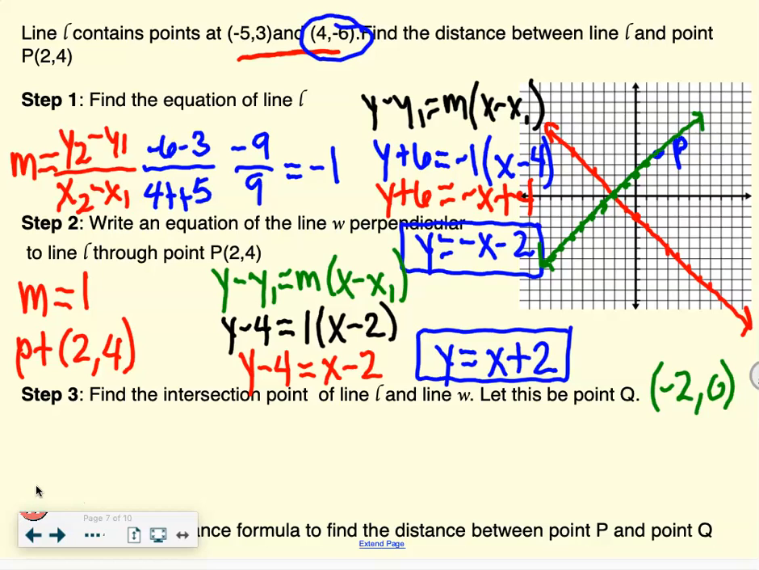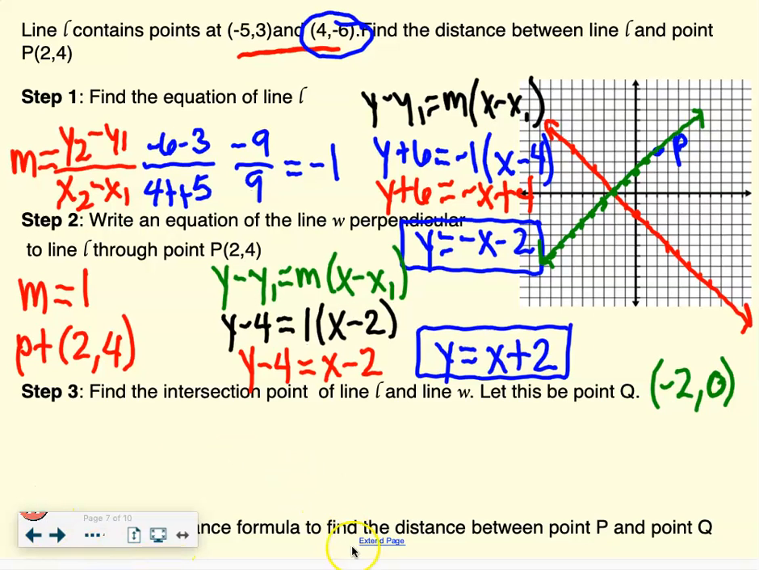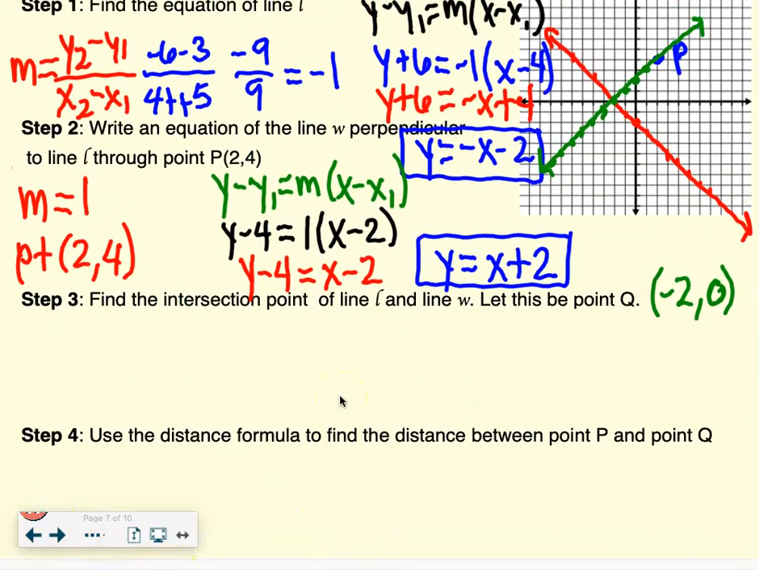We can clearly see that's where it intersects, but that will not always be the case, so let's do it algebraically so when that happens in your homework, you know how to solve it. So let's pretend that we didn't know it was -2, 0. How could we figure that out? Does anyone have an idea?